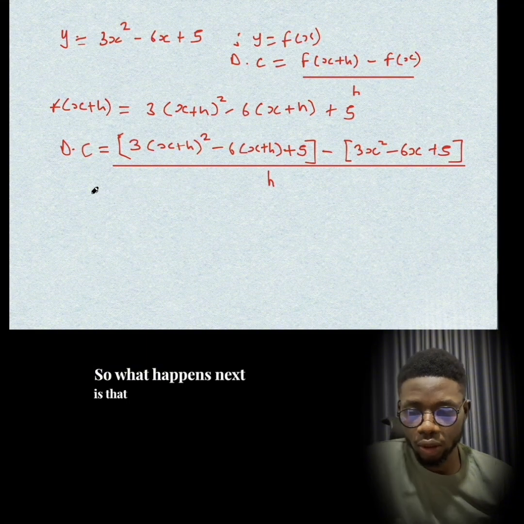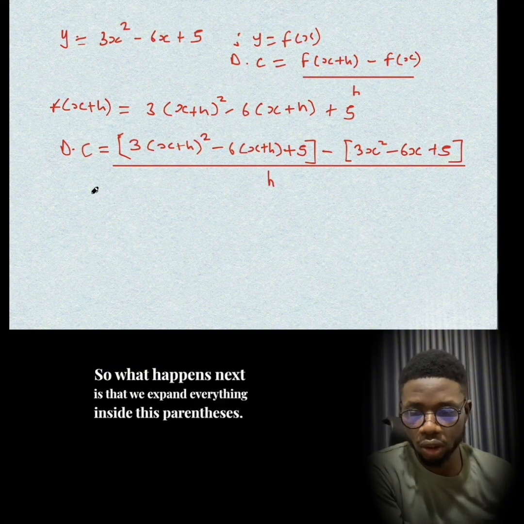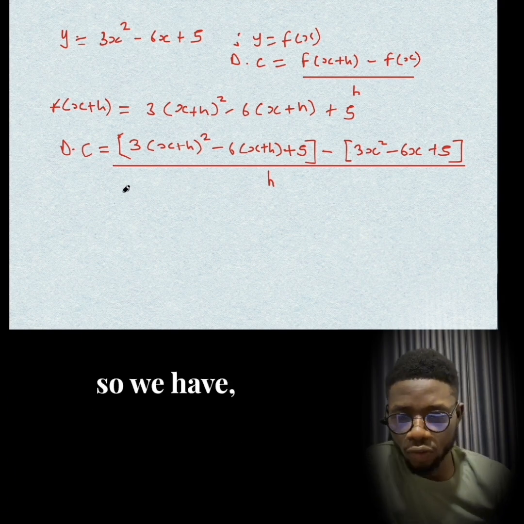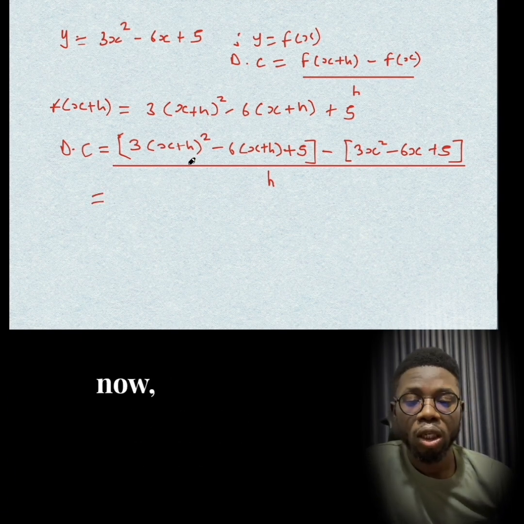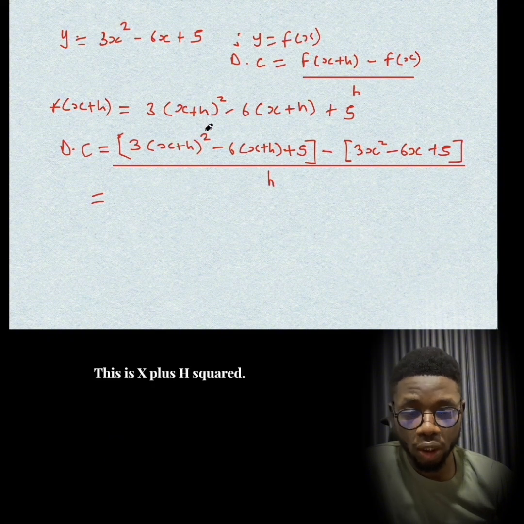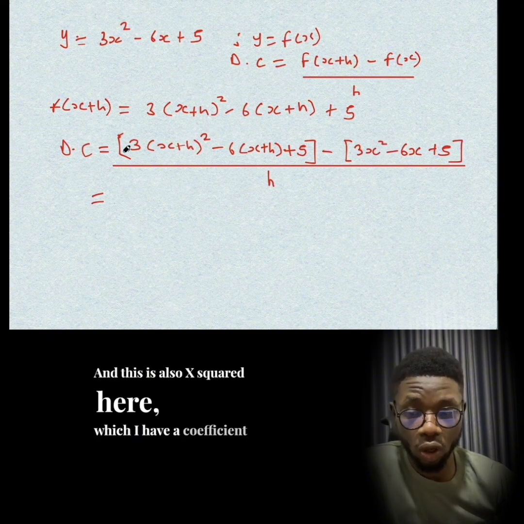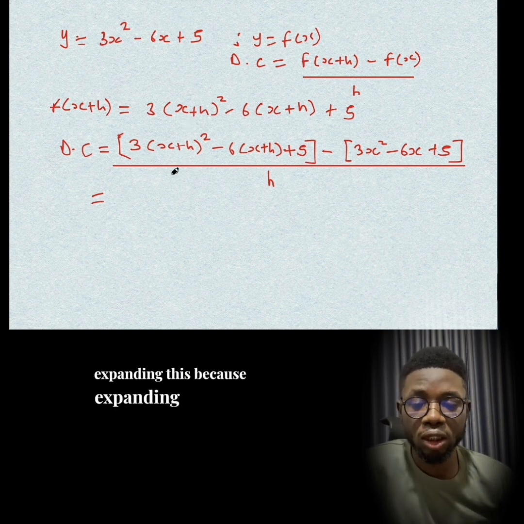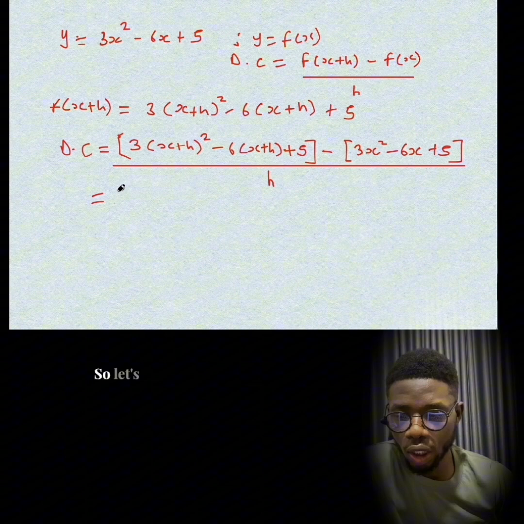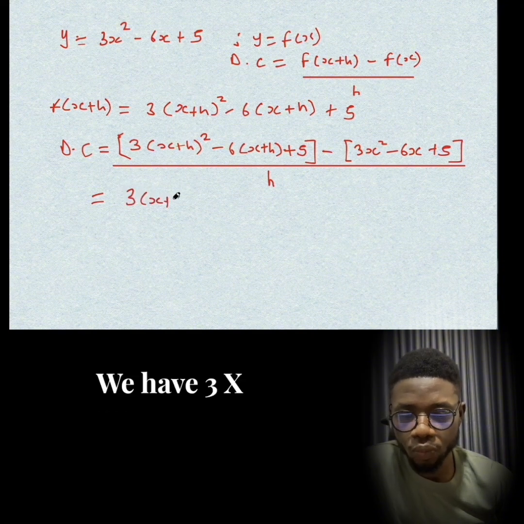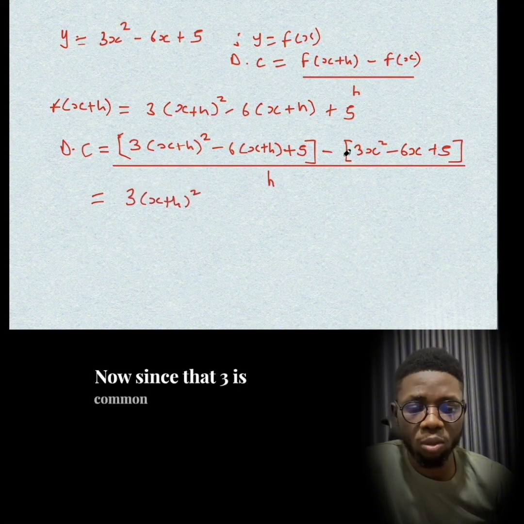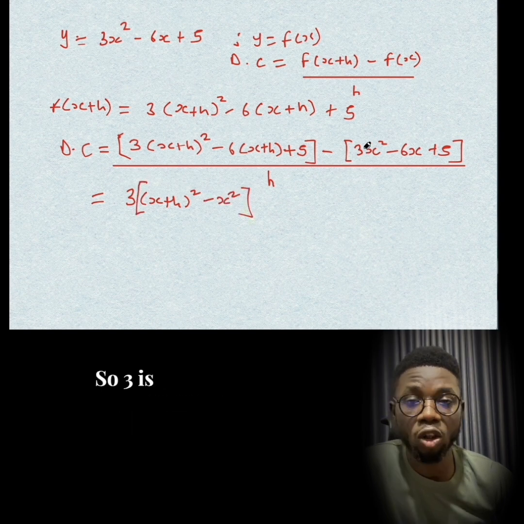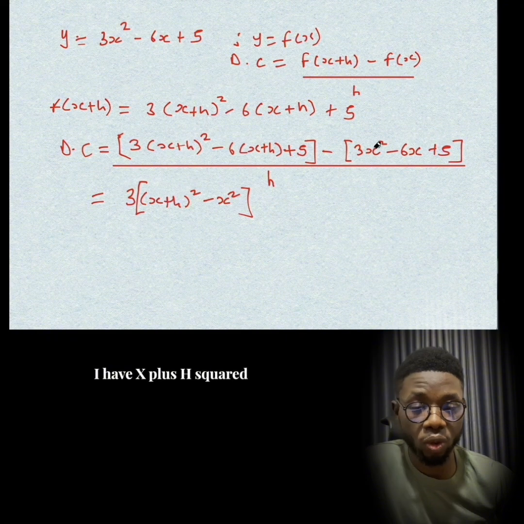So what happens next is that we expand everything inside the parentheses. Here's what I'm going to do. This is (x plus h) squared, and this is also x squared, which have a coefficient of 3. I will just put the two of them together without expanding, because expanding would make this whole thing look more cumbersome. We have 3, which is common to both, so that 3 can stay outside, and I'll have (x plus h) squared minus x squared.